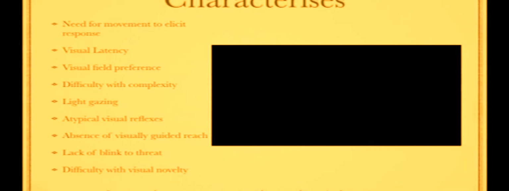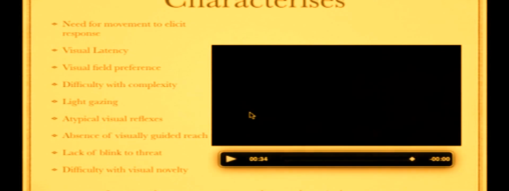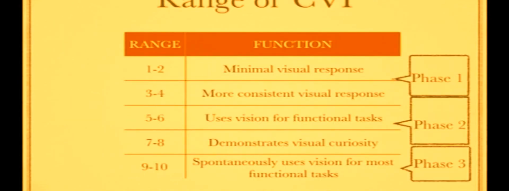So the greater the number of characteristics, the more severe is the cortical visual impairment. Based on that, you can grade the CVI into several ranges based upon the function. CVI range of 1 to 2, there is minimal visual response. That is the very severe aspect. 3 to 4 is more consistent visual response. So these two fall in phase 1.